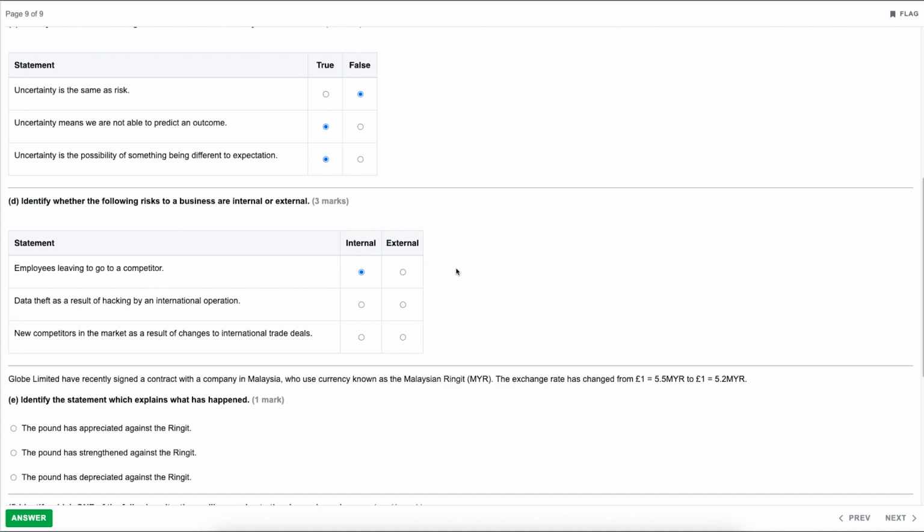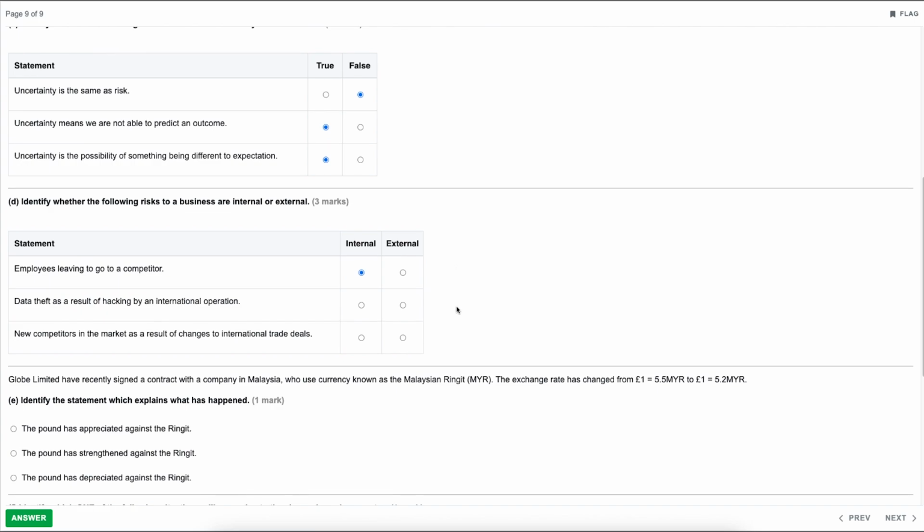It's the fact that they are employees and you have the level of control to be able to hopefully prevent them from leaving by doing certain things within the business, offering fair pay, progression opportunities, flexibility, etc. So it's something that you can manage internally.